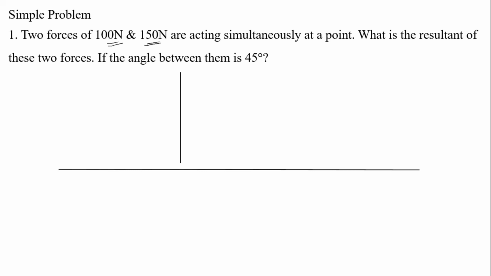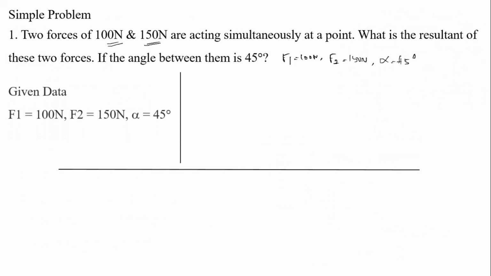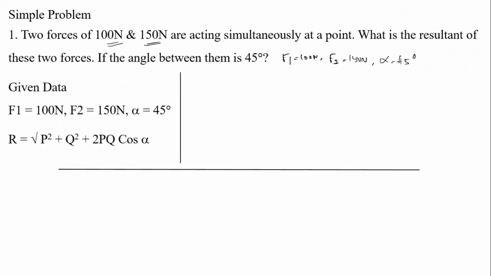So two forces and alpha are given. Force 1 is equal to 100 Newton, and force 2 is equal to 150 Newton, right? Then alpha is equal to 45 degrees. We know the formula R, the resultant, is equal to root of P squared plus Q squared plus 2 PQ cos alpha. So substitute these values and you can get the answer: 231.76 Newton, or approximately 232 Newton, right?